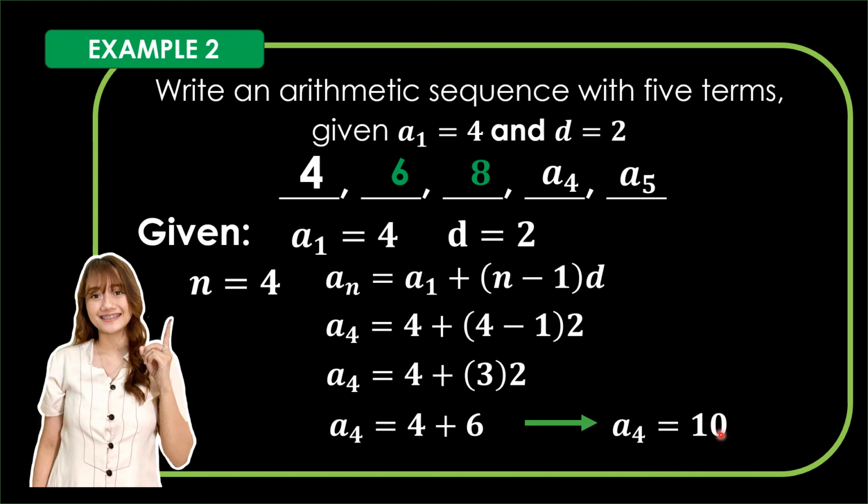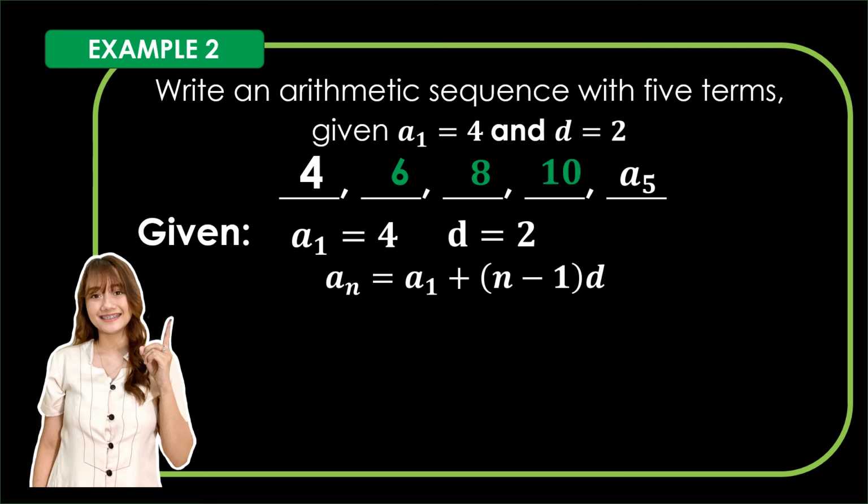Since we already know the value of a sub 4, we can now substitute it to our sequence. We have 10. Now, our sequence becomes 4, 6, 8, 10, finding a sub 5. Since a sub 5 is the fifth term, our term's location is n equals 5. Now, substitute the given values to our formula. We have a sub 5 equals 4 plus the quantity 5 minus 1 times 2.